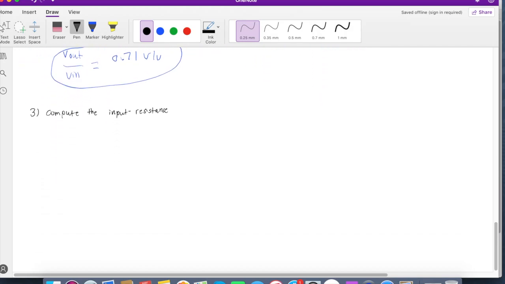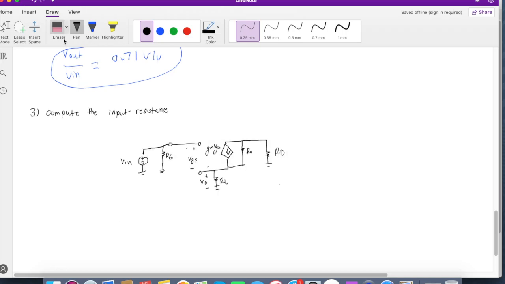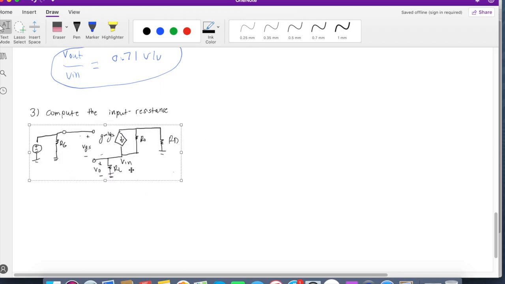And now for the input resistance. Get this in here. Oh, my bad. Sorry about that. I don't know what's happening with this. Okay, let's get rid of this.